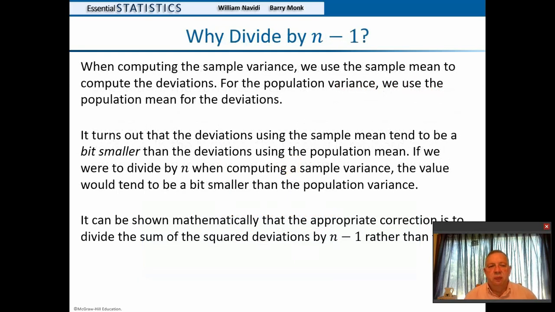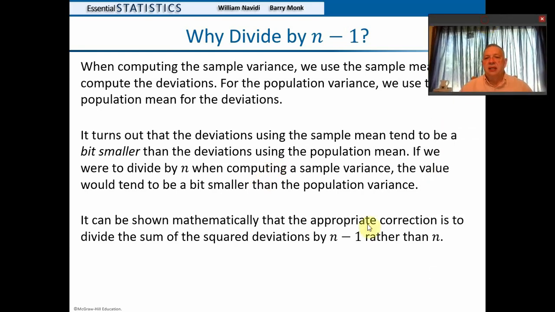So why divide by n minus 1? When computing the sample variance, we use the sample mean to compute the deviations. For the population variance, we use the population mean. It turns out that the deviations using the sample mean tend to be a bit smaller than the deviations using the population mean. If we were to divide by n when computing a sample variance, the value would tend to be a bit smaller than the population variance. So it can be shown mathematically that the appropriate correction is to divide the sum of the squared deviations by n minus 1 rather than n. That would give us a better estimate of the population variance.